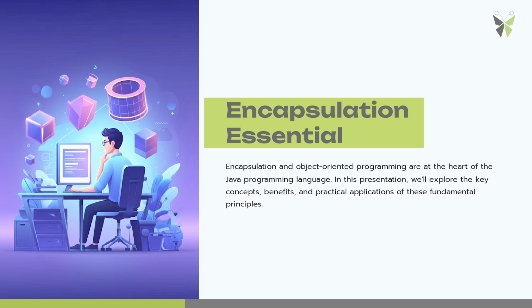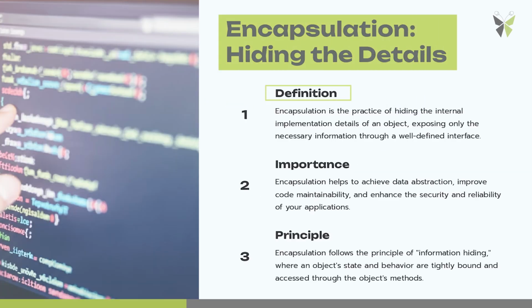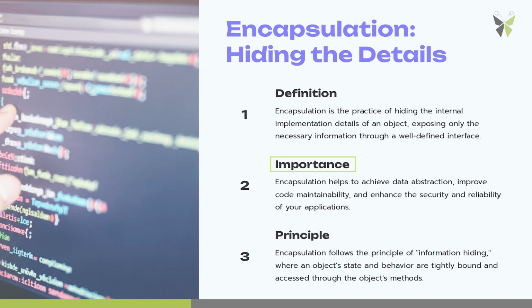So how is this entire concept of hiding implemented in encapsulation? Encapsulation is a synonym for hiding the details. Encapsulation is the practice of hiding the internal implementation details of an object, exposing only the necessary information to the end user. Encapsulation helps to achieve data abstraction. It improves code manageability and also enhances the security and reliability of your code, since we are able to hide the data which I don't want everyone to see. My data is comparatively secure now.